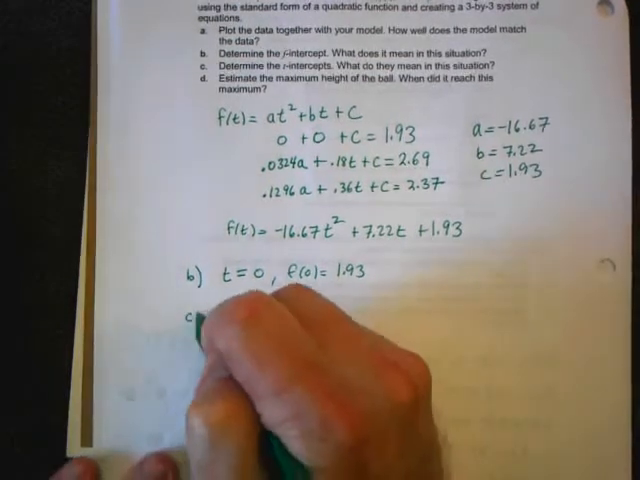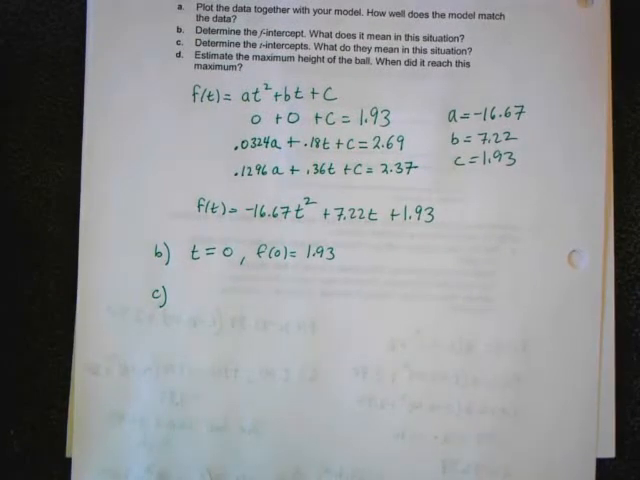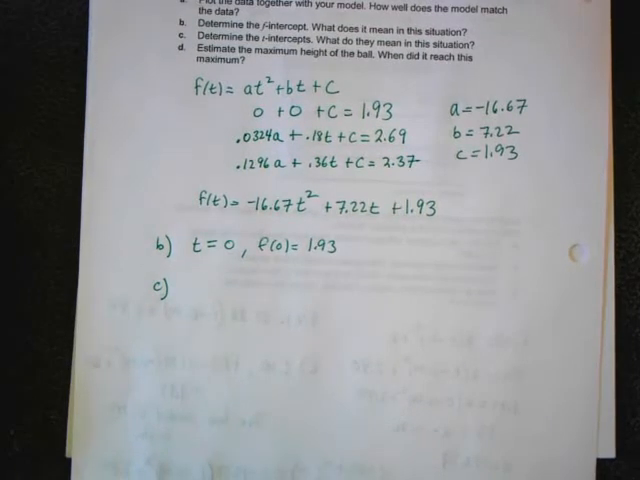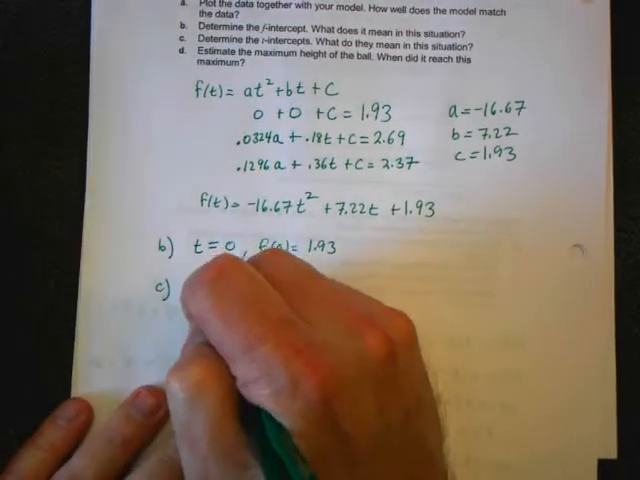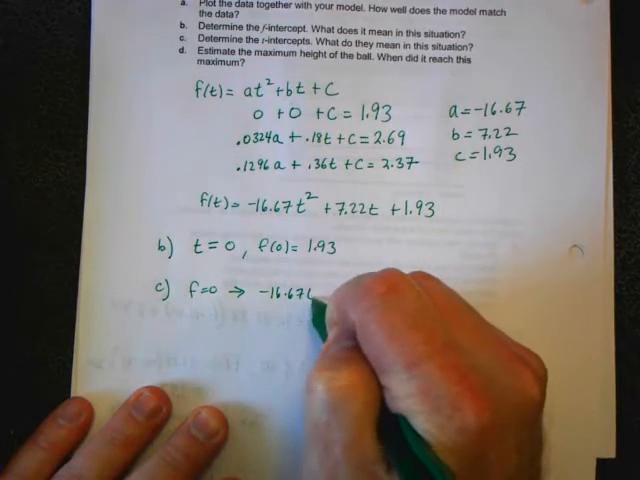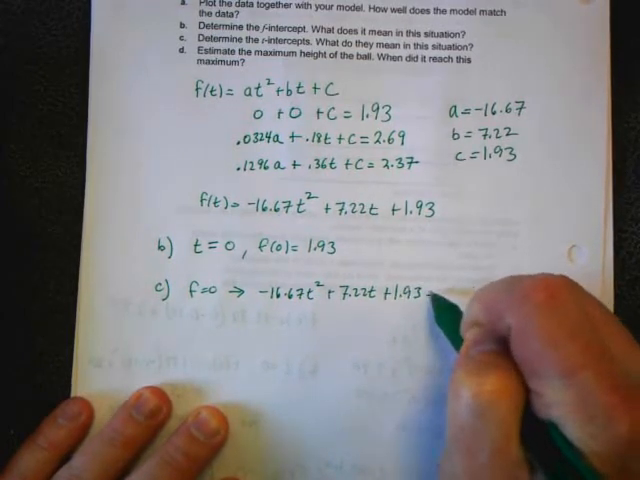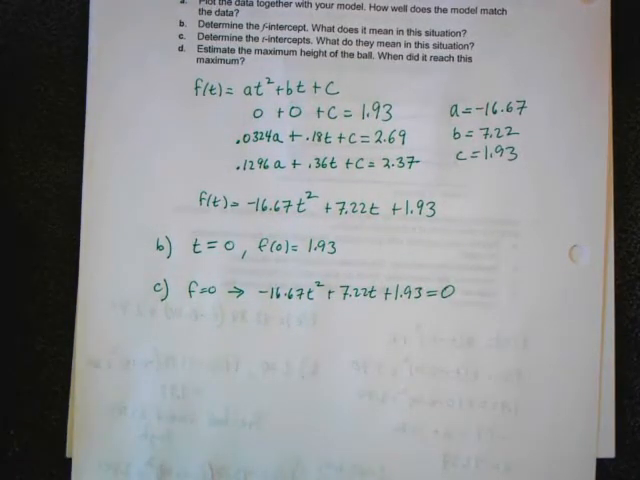Part C. Determine the t-intercepts. Once again, how do I determine the t-intercepts? Plug 0 in for f. When f equals 0, I get minus 16.67 t squared plus 7.22 t plus 1.93 is 0. What method would you use to solve that equation? I think your only good choice is to use the quadratic formula.